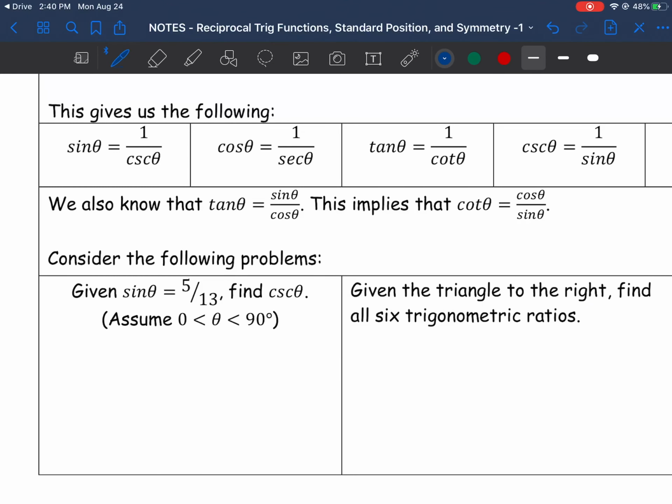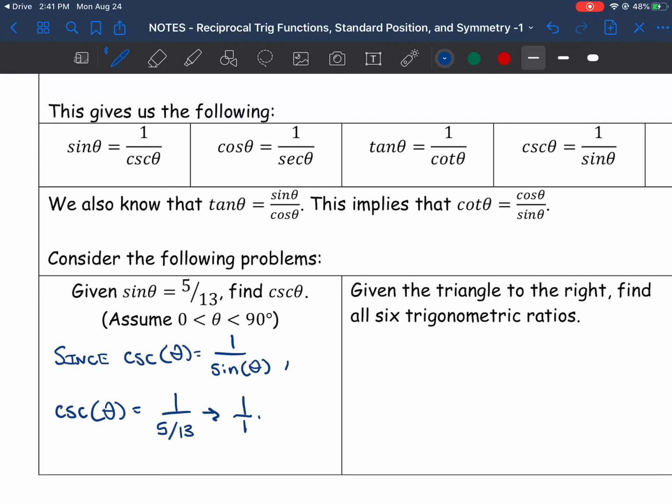So here we have that the sine of theta is equal to 5 over 13, and we want to find the cosecant of theta, assuming that the angle theta is between 0 and 90 degrees. So the angle theta is an acute angle. So here's what we know. Since the cosecant of theta is equal to 1 over the sine of theta, that means that the cosecant of theta is equal to 1 over 5/13, since we know that the sine of theta is equal to 5 over 13. Well, 1 over 5 over 13, that's 1 over 1 times 13 over 5, which is 13 over 5. So the cosecant of theta is 13 over 5.